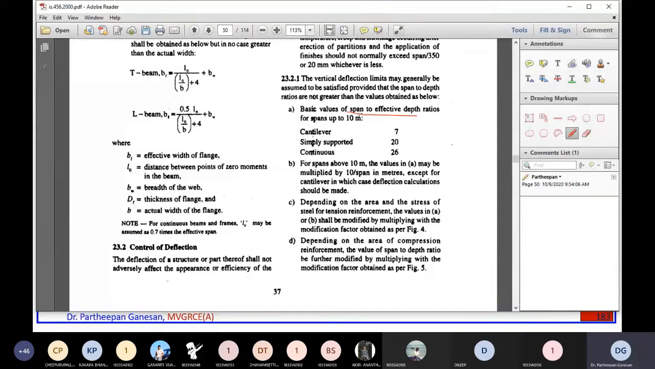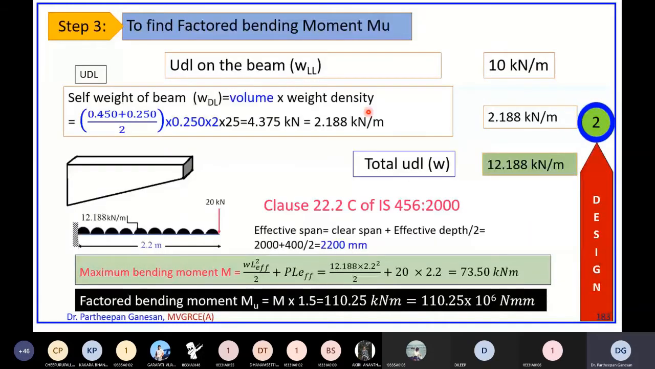But the D value is effective depth. It very clearly says span to effective depth. Yesterday's problem, effective span was given, so you have taken effective span. Today you have only clear span, that's why you have taken clear span. Okay, good question.